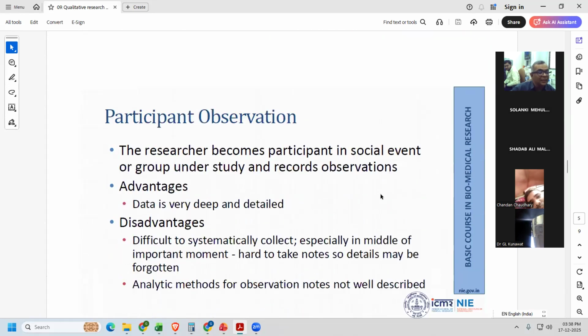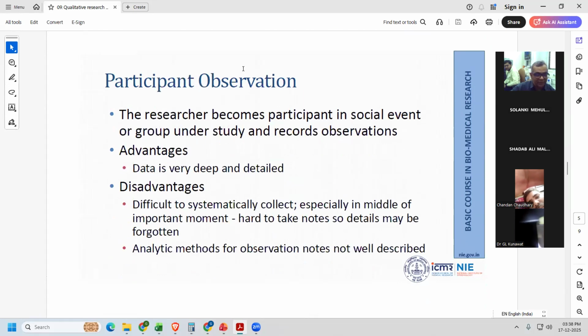The third method is participant observation. Now, what is participant observation? The researcher becomes a participant in a social event or a group under study and records the observations. I can just go there and sit and observe what is happening. Okay, I will become a part of an event. For example, I want to record what is happening in a camp. So I will become a part of the camp and then I will observe.